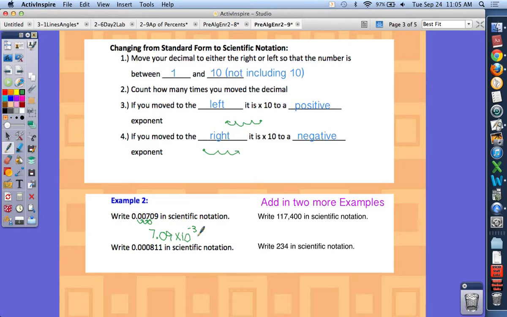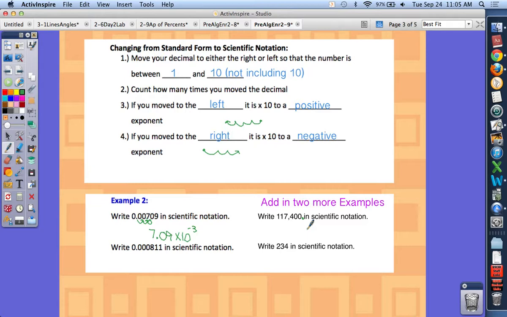Let's try this one over here. You need to add this in on your notes on the top of the page next to these two. If I wanted to write this in scientific notation, this is way more than 10. Where is my decimal if you do not see it? Well, if you don't see your decimal, it's at the end of the number to the right. It's all the way over here, right? I could put a decimal in right there, and that doesn't change the value of the number.